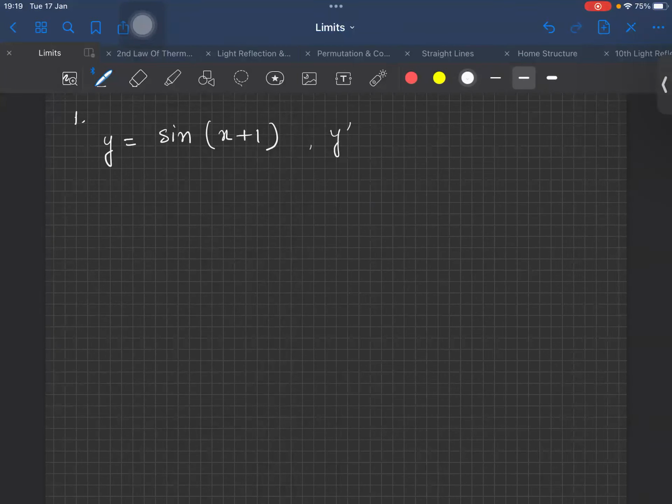Yes, sir. Please tell me, what's the answer? See, you can use first principle method. They have asked to use the first principle method. Okay, using first principle method.